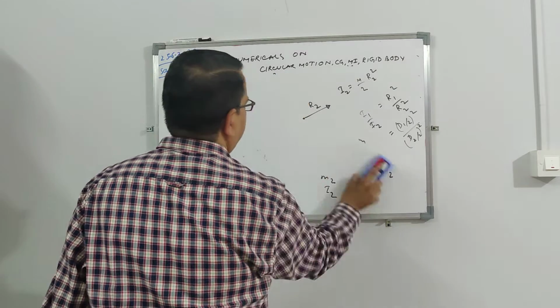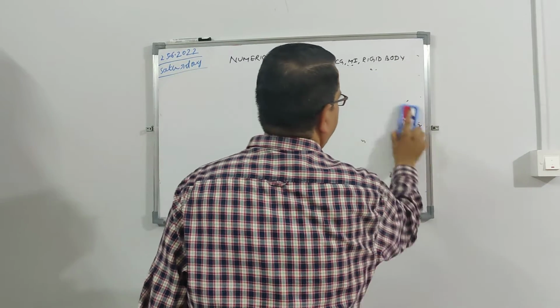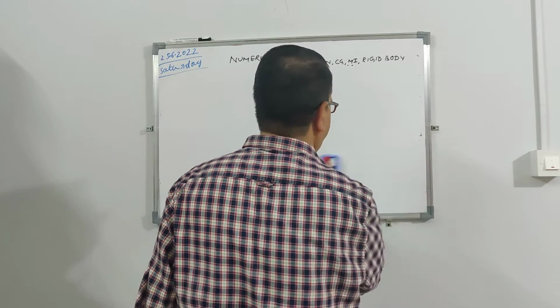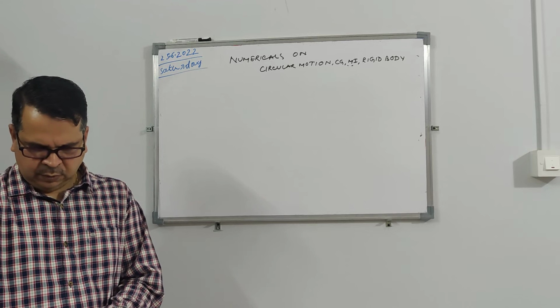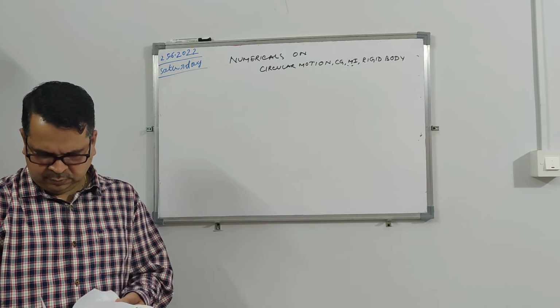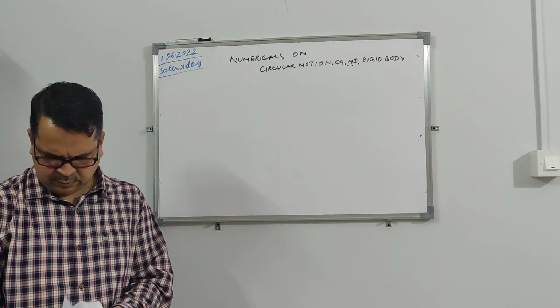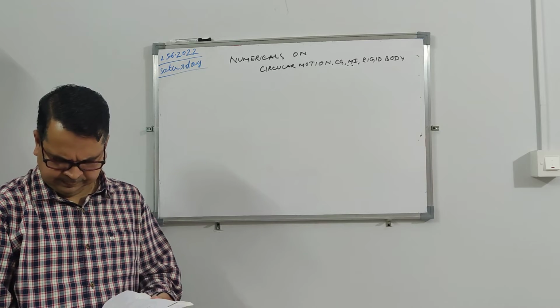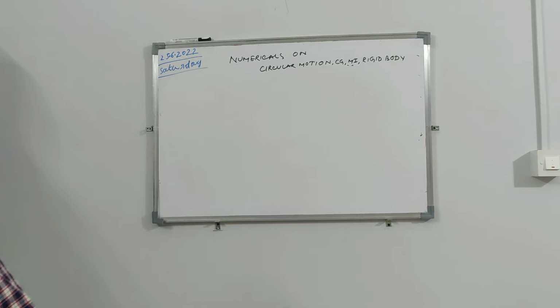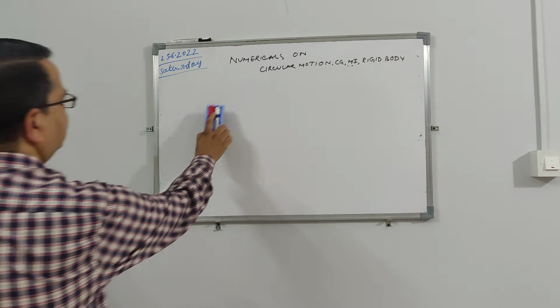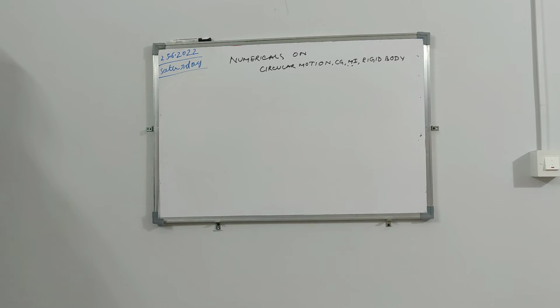There are a lot of numericals on moment of inertia. For this disc and ring, these values you need to remember. Only one more numerical we will do. Try to do another numerical on rigid body and statics.